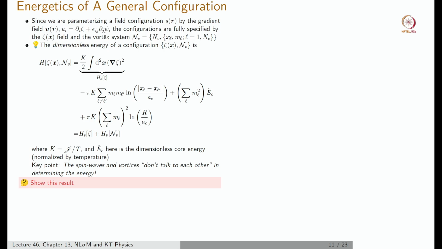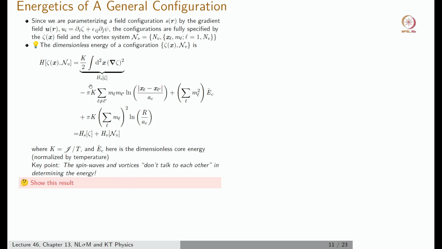Now comes the most interesting thing. Suppose I make a dimensionless energy. This is a simple redefinition. Because I want to exponentiate this in the partition function, I am dividing it by T. So this K is J by T, and E tilde c is the core energy divided by temperature.